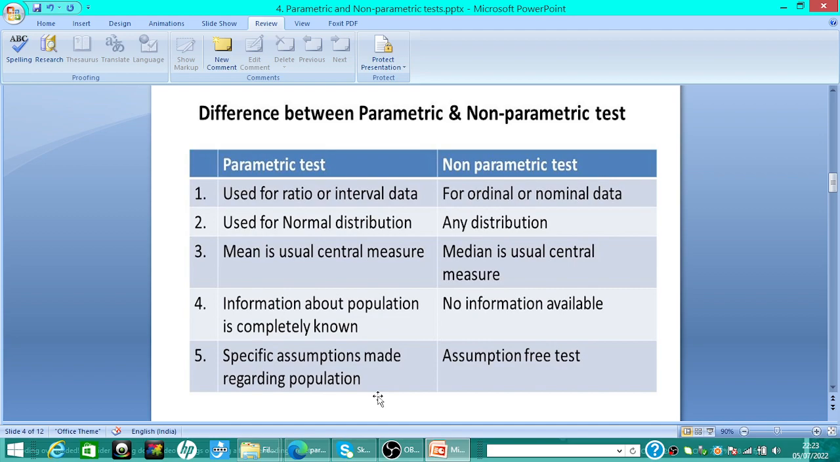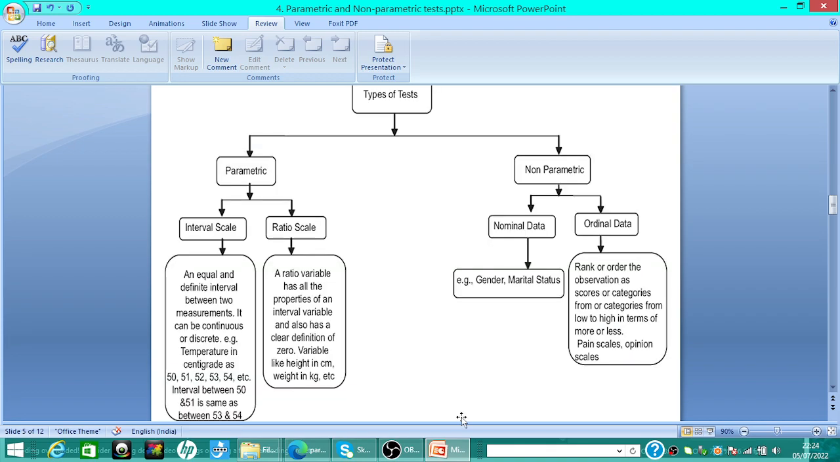Now let's try to understand what nominal and ordinal scales are. Ordinal scale means rank: you can give rank as first, second, third. Nominal data means gender or marital status, male or female, meaning you can categorize the things. Then ratio scale: a ratio scale has all properties of an interval variable. So what is an interval variable? An equal or definite interval between two measurements. This is a short description. I have made a separate video for scales of measurement, so we'll discuss it there.